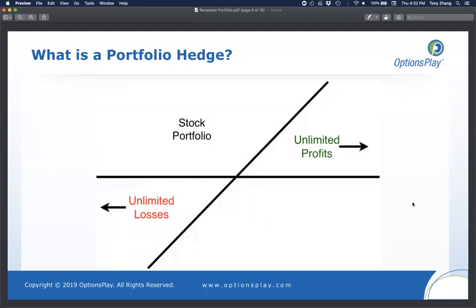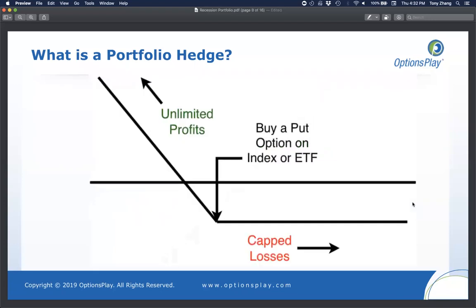If you have an equities portfolio, a portfolio hedge is simply buying a put option on an index or ETF. A put option will cost you a certain amount, so no matter what happens, the most you can lose is the amount that you pay for that put option. But as the markets move lower, you make more and more money on that put option.